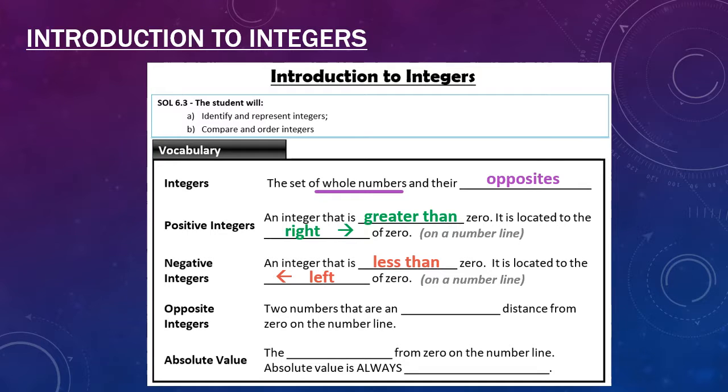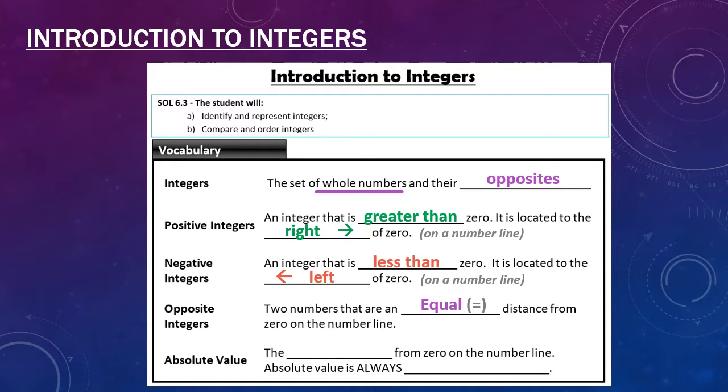Opposite integers are the two numbers that are an equal distance from 0 on the number line. So if I said 5 and its opposite, you would say 5 and -5. 7 and its opposite would be 7 and -7 because they're both 7 units away from 0.